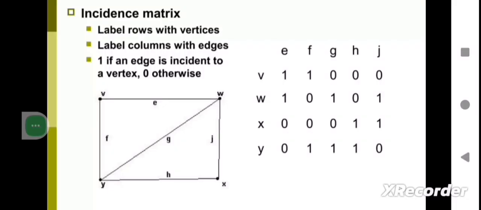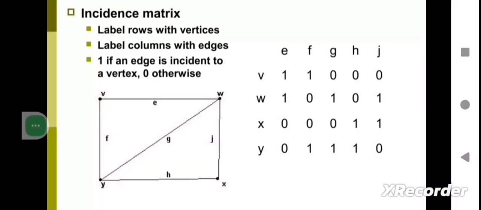Next W. W to E. E is incident on W. So that value is 1. Next F is not incident on W. So that value is 0. Next W to G. Edge G is incident on W. Therefore that value is 1. Next H is not incident on W. So 0. Then W to J. So there is an incidence. J is incident on W. So that value is 1.